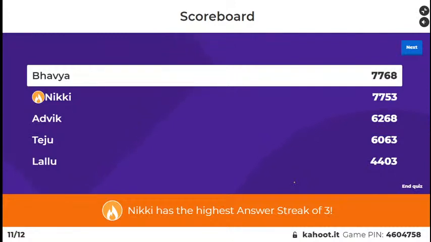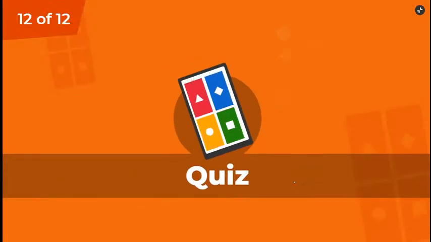Okay, Bhavya is in first and Nikki is in second, with an answer streak of three. Advik is in third, Teju is in fourth and Lalu is in fifth. That's very good. So now let's move on to the next question, the last question of this session.